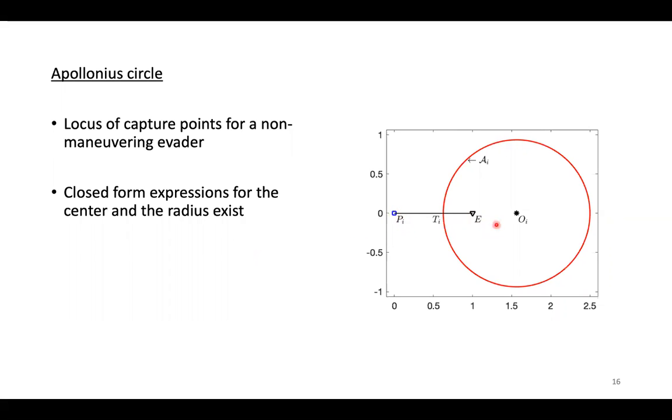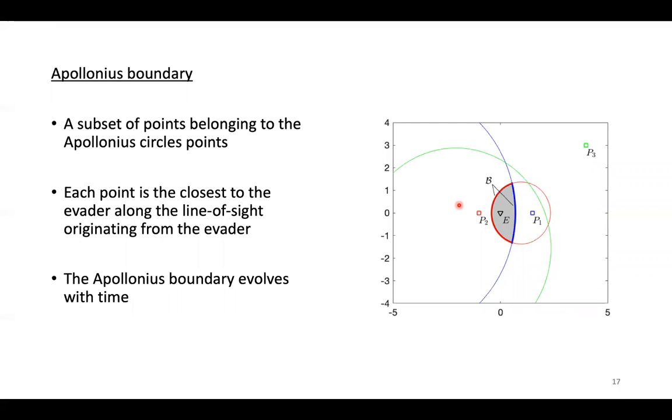And the good thing is you can actually come up with closed form expressions for this Apollonius circle for a given pursuer and evader pair. So once you have the Apollonius circle for a single pursuer evader pair, you can define what is called the Apollonius boundary for multi-pursuer single evader scenarios. The Apollonius boundary is a subset of points belonging to the Apollonius circles, and each point that is part of the boundary is the closest to the evader along the line of sight originating from the evader.